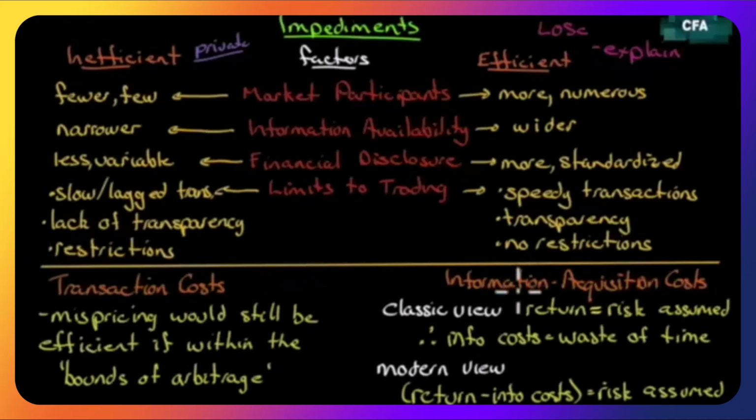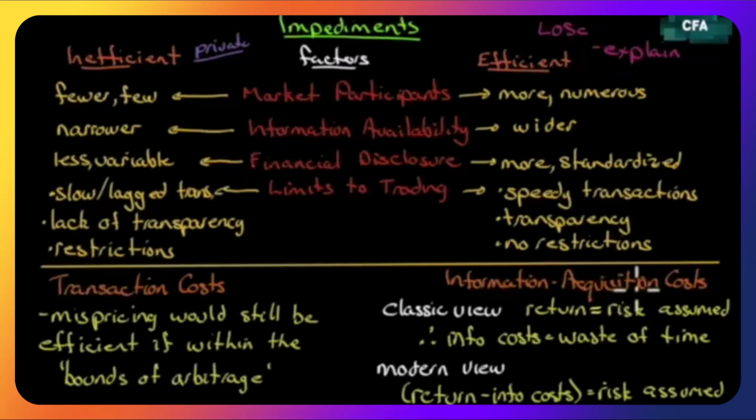Transaction costs versus information acquisition costs. Transaction costs, mispricings, would still be considered efficient. Even if we found mispricing in a market, it would still be considered efficient if it is within the bounds of arbitrage. So we can find a mispricing situation where we buy one asset, sell another asset to get the prices to converge, but after you consider transaction costs, it's not worth it. That's what we mean by the mispricing is within the bounds of arbitrage.